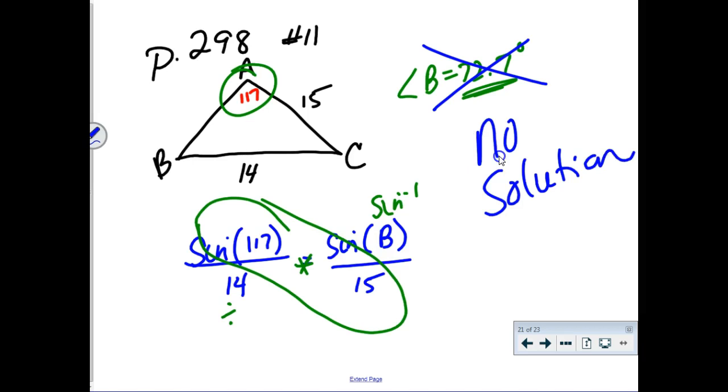Bit of a trick question. So do watch out for that. No such triangle is another way to answer that. All right, what else you got?